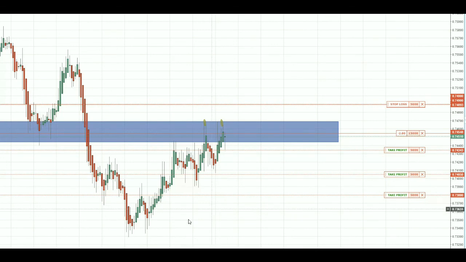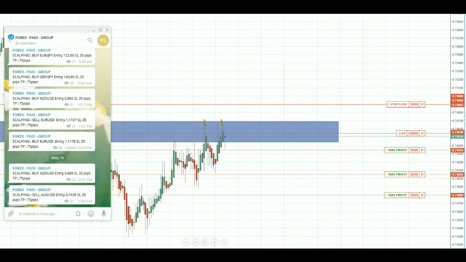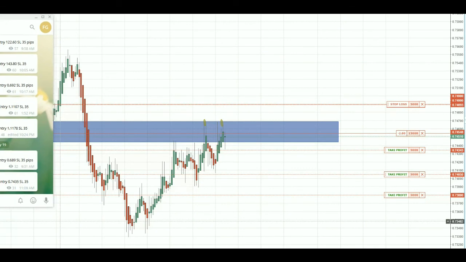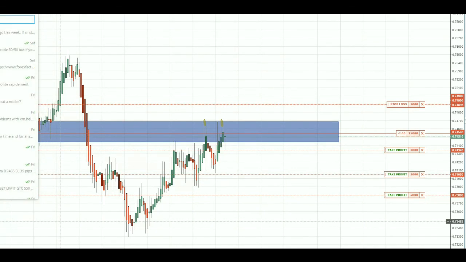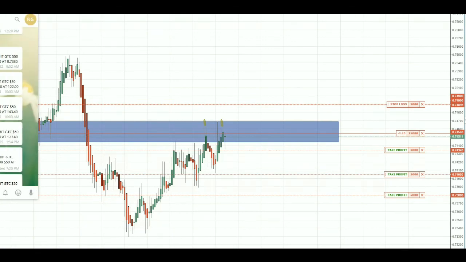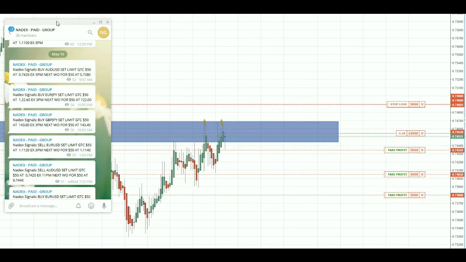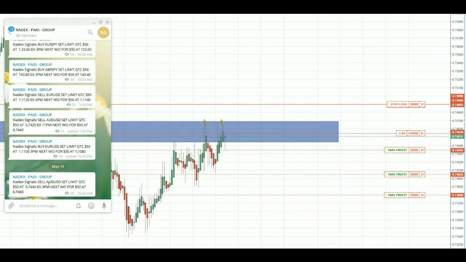So let's go ahead and talk about how to use our Nfx signals. Let's go to the channel real quick. Nfx paid group. So this is what our Nfx signals will look like. Once you receive the signal, we were selling Aussie also. We go with the 50-50 trade. So we're trying to risk 50 to make 50. The most I'm trying to risk on each trade is 55. I don't risk more than 55.